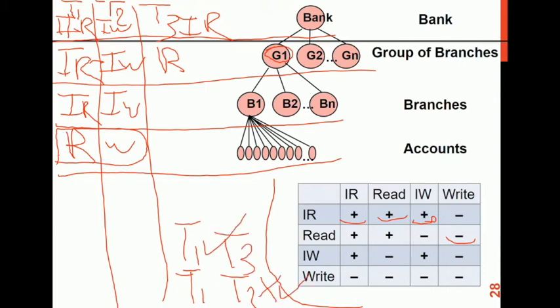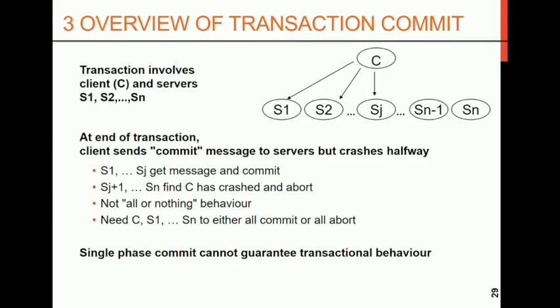So T2 and T3: an intention to write and an intention to read are compatible with each other, but an intention to write and a read are not compatible with each other, so that's a no. So T2 and T3 are not compatible with each other.